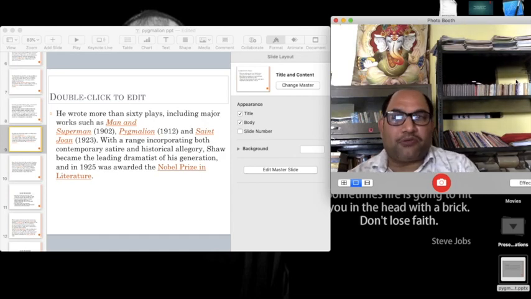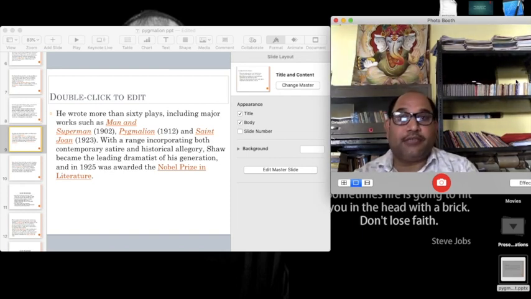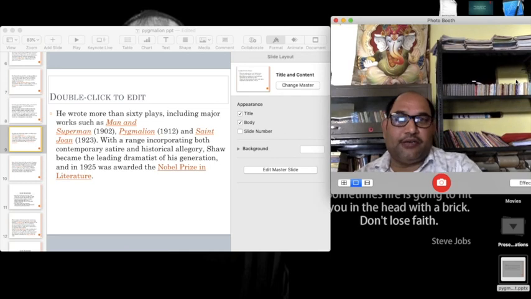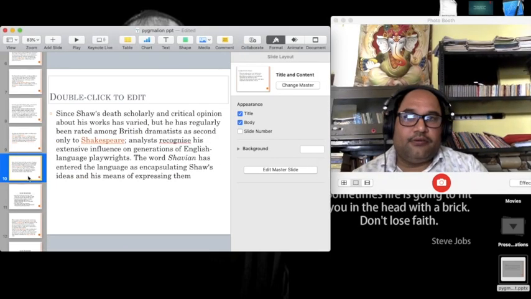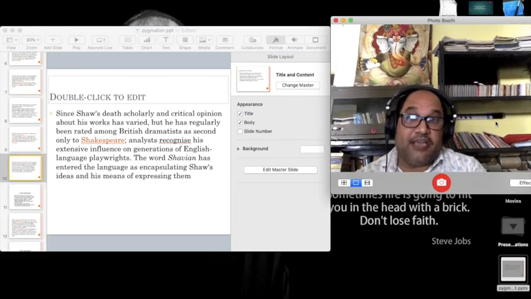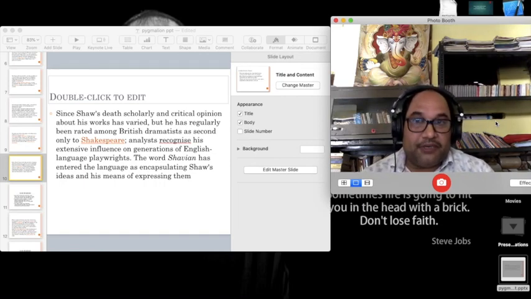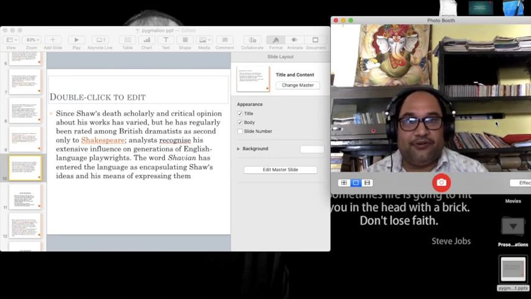including the important plays like Man and Superman, which was published in 1902, Pygmalion, St. John, with a range incorporating both contemporary satire and historical allegory. He became the leading dramatist of the generation. Since Shaw's death, scholarly and critical opinion about his works has varied. But he has regularly been rated among British dramatists as second only to Shakespeare, whom we consider the greatest playwright.